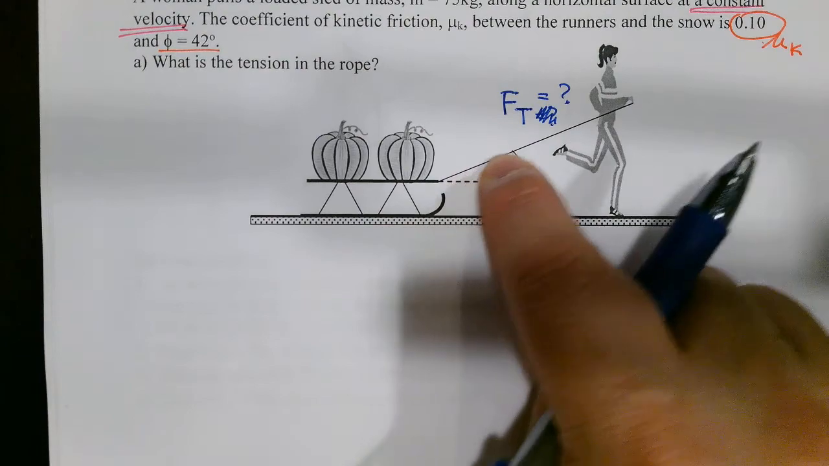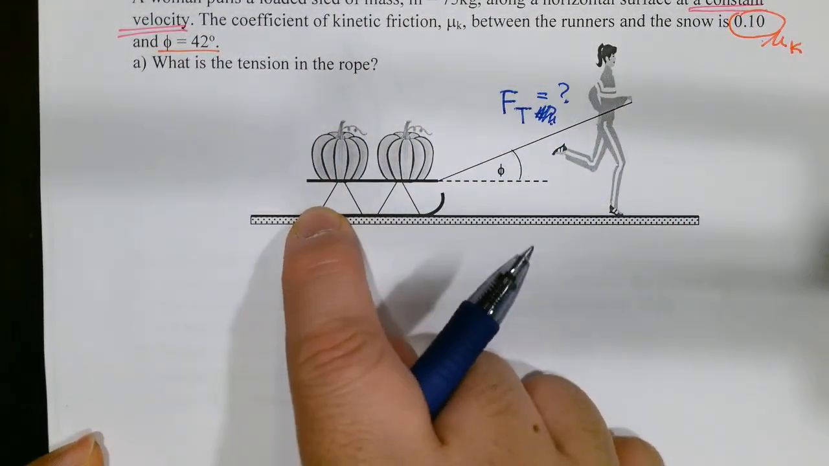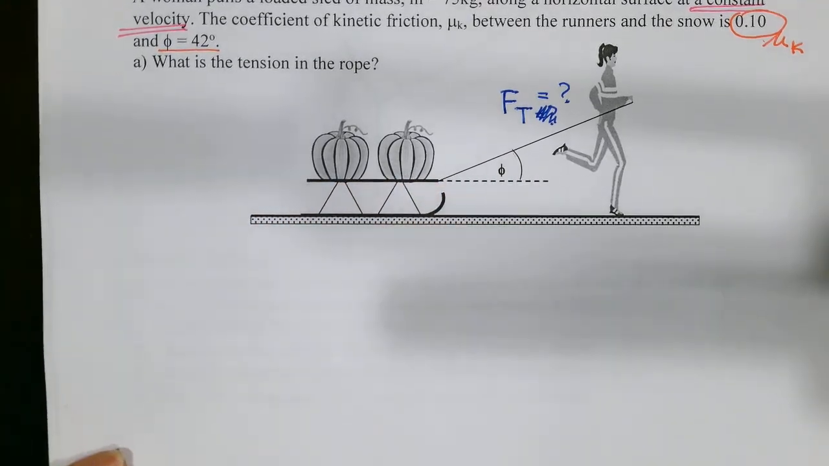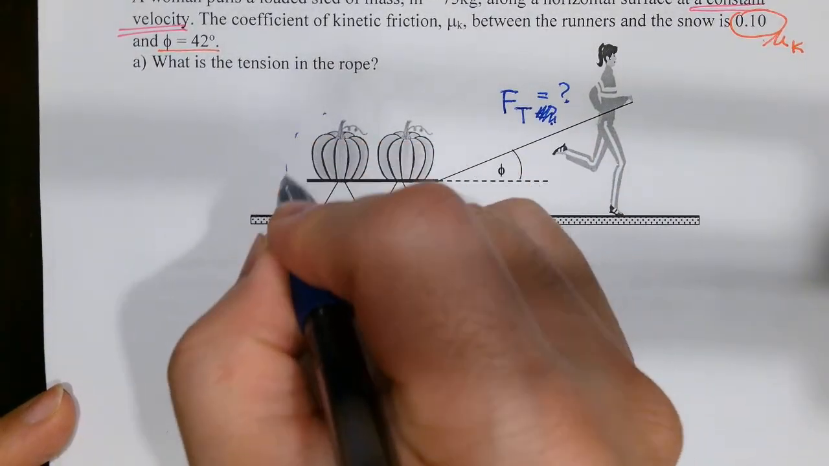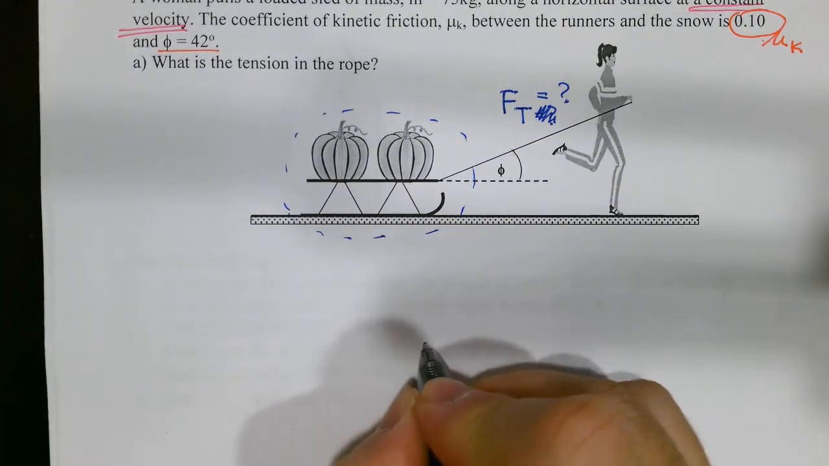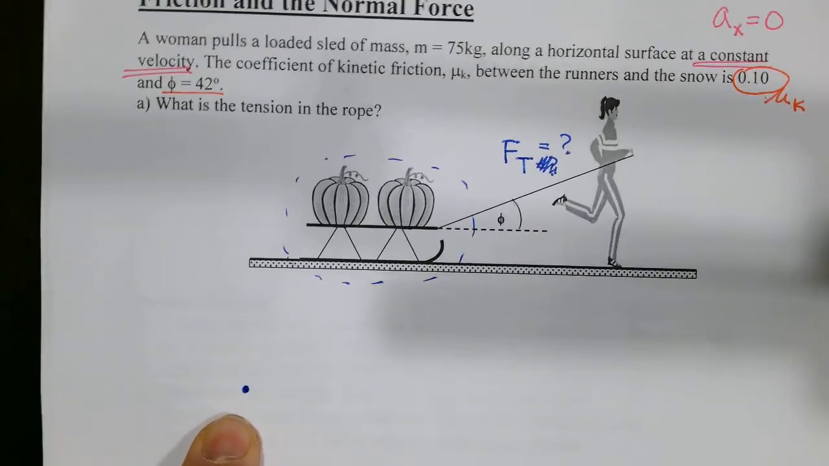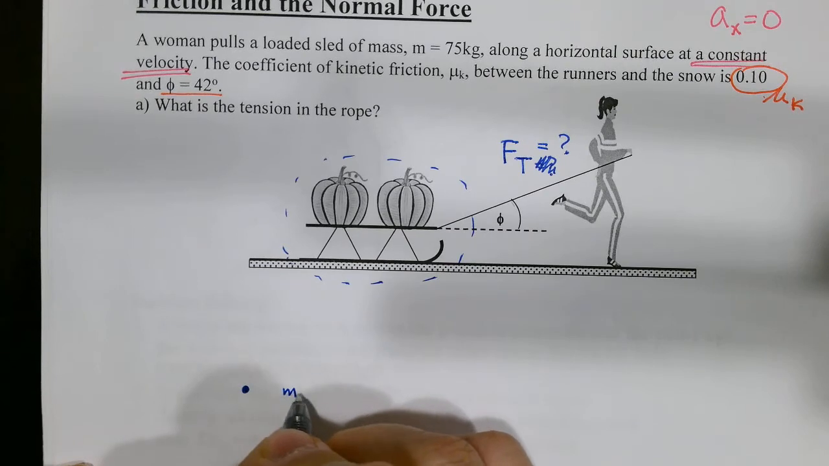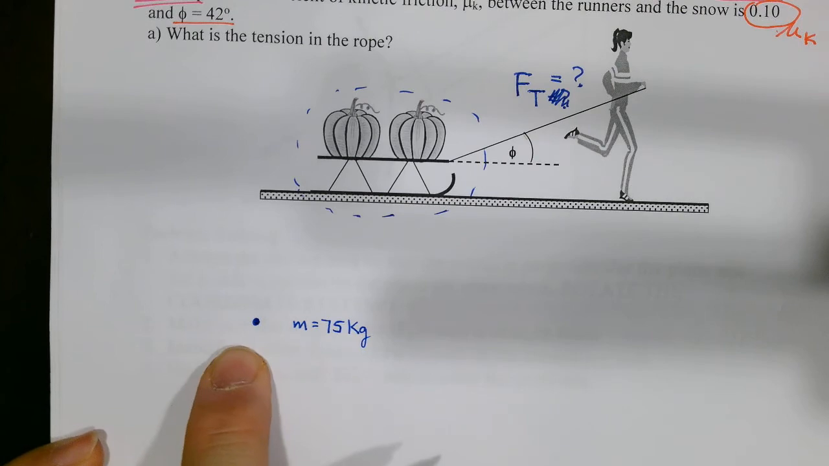So how much tension is there to make this 75 kilogram mass move horizontally at constant velocity? So let's assume this object right here as a point particle. So let's draw a free body diagram. Boom, right there. That's the mass of 75 kilograms, okay? And let's do a free body diagram on this.